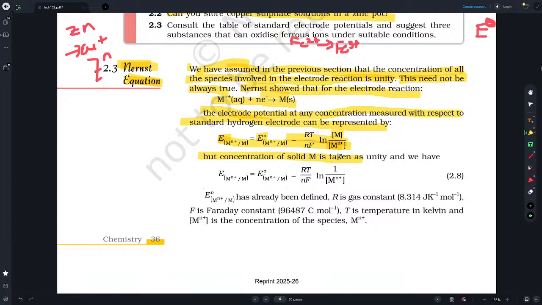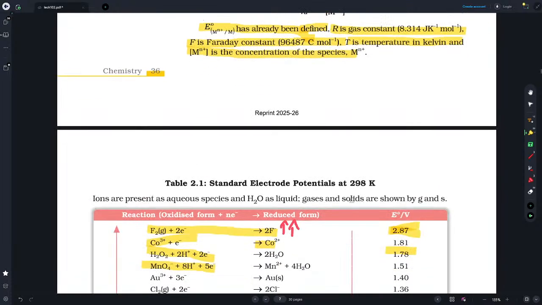But the concentration of solid metal, solid M metal, is taken as unity, and we have this equation. E standard has already been defined. R is the gas constant, F is the Faraday constant having 96,487 coulomb per mole, T is temperature in Kelvin, and Mn+ is the concentration of the species or metallic ions.